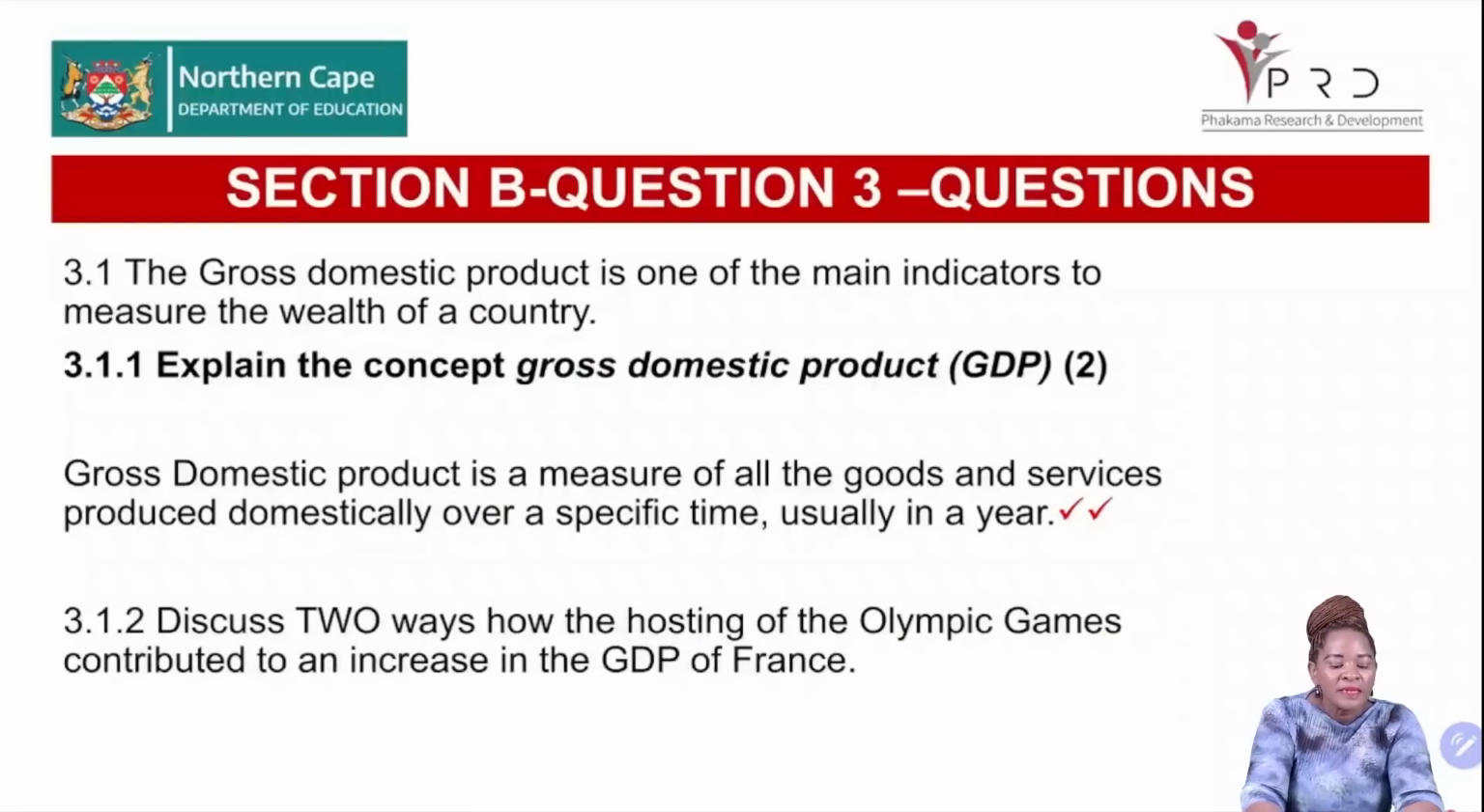And then in 3.1, remember, I'm just giving you the question that you might expect for question 3. The gross domestic product is one of the main indicators to measure the wealth of a country.